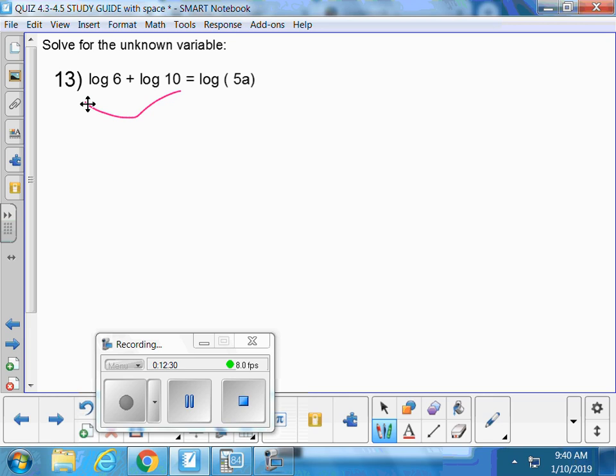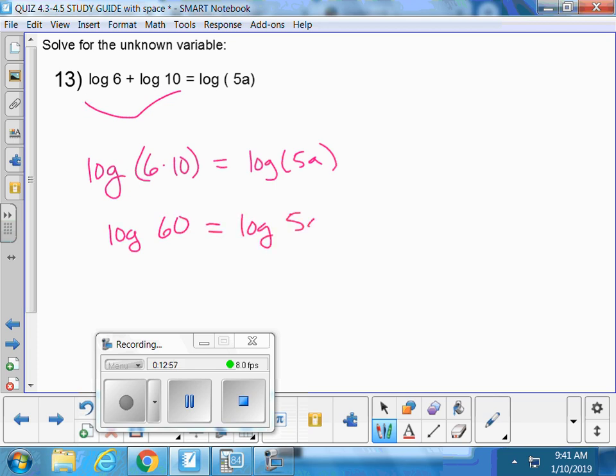So first things first, to make my left look like my right, I'm going to have to condense that left-hand side. We're going to use the product property, and the product property just states if you have a plus sign there, you can condense by using multiplication. So multiplication and addition are friends. 6 times 10 will give me 60. So I've got log 60 on my left side and log 5a on my right side.